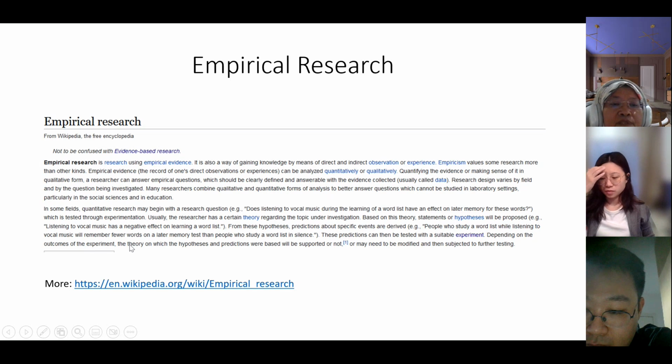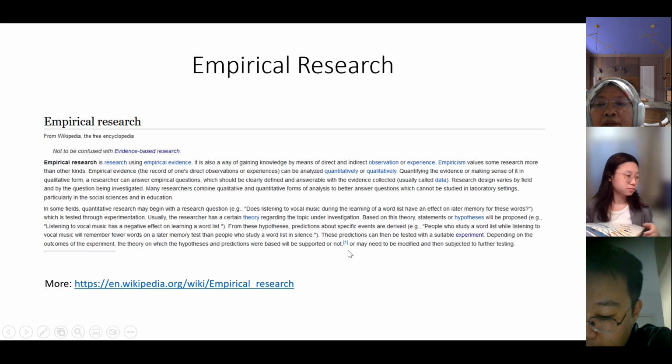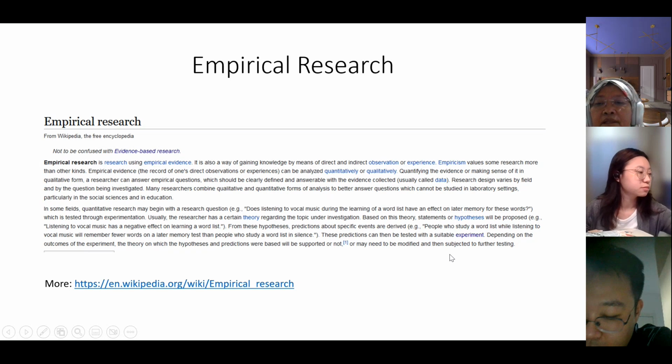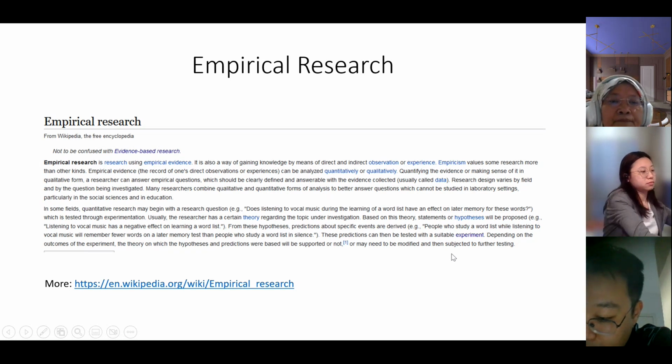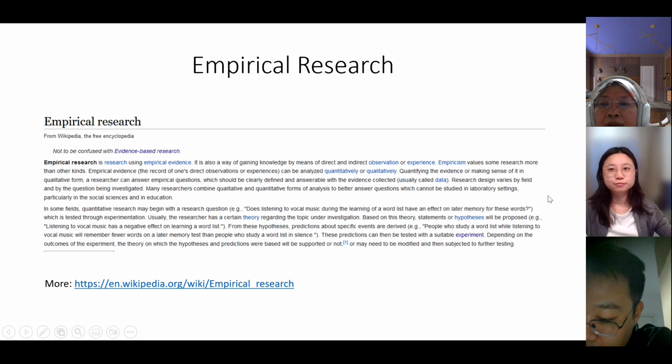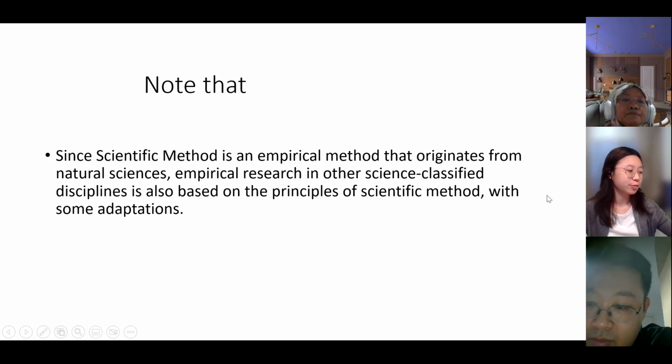Depending on the outcomes of the experiment, the theory in which the hypotheses and predictions were based will be supported or not, or they may be modified. They need to be modified, and then after that, subject to further testing. Okay, so this is empirical research. Any question? Okay. No, not at the moment.